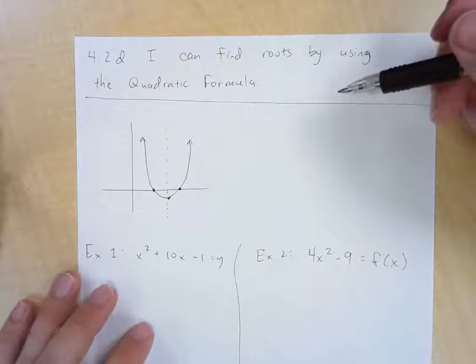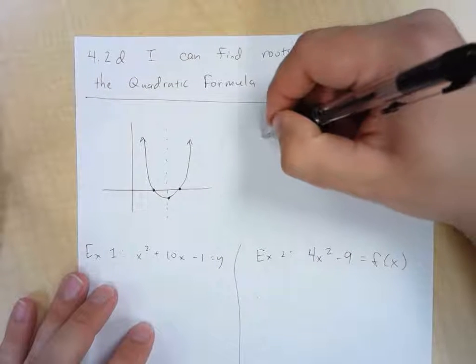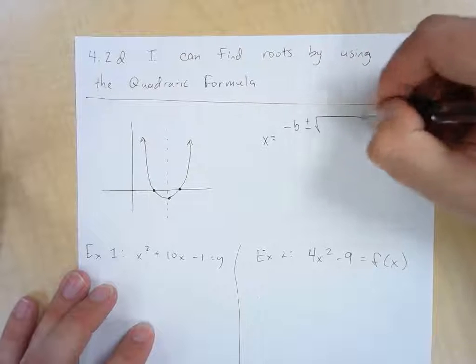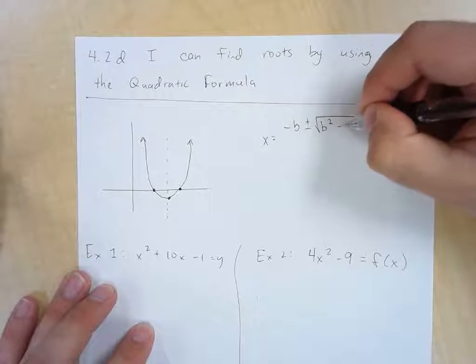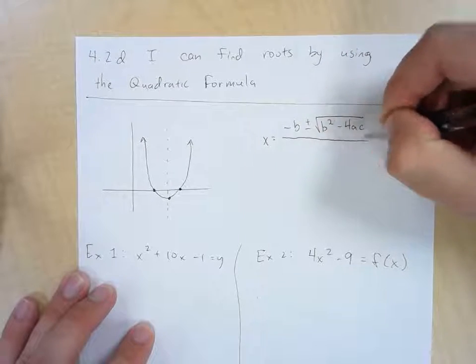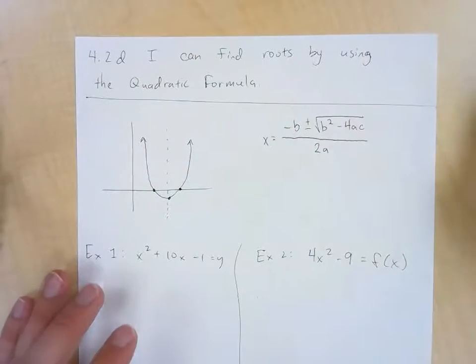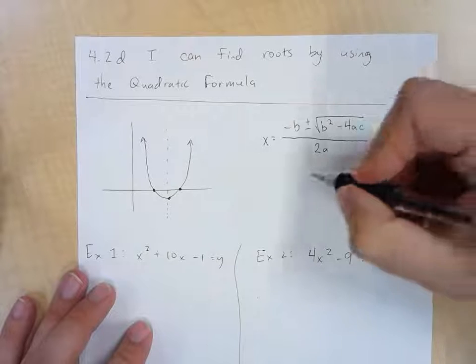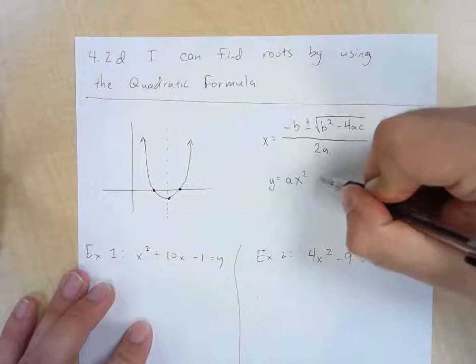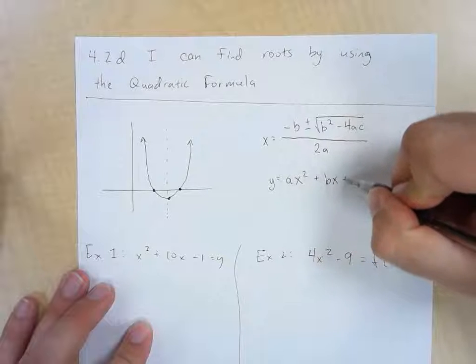Alright, so if we are looking to find the roots using the quadratic formula, we probably should write down what the quadratic formula is and where it comes from. So the quadratic formula is x equals negative b plus or minus the square root of b squared minus 4ac, everything divided by 2a. And this a, b, and c come from the standard form of any quadratic, which is ax squared plus bx plus c.